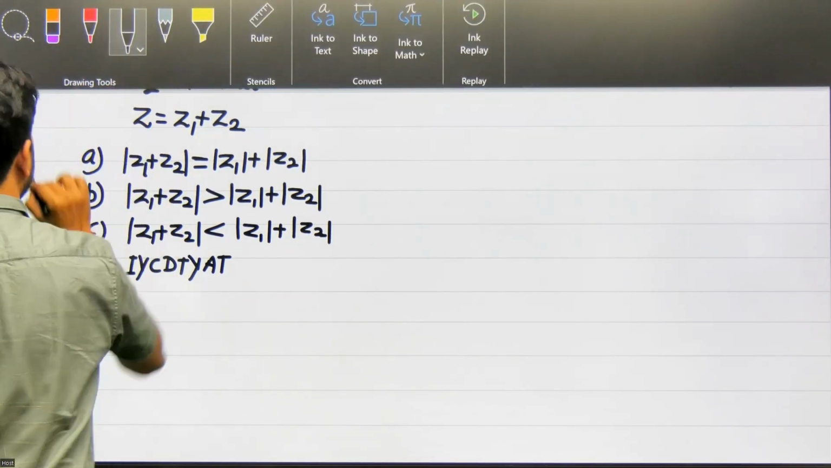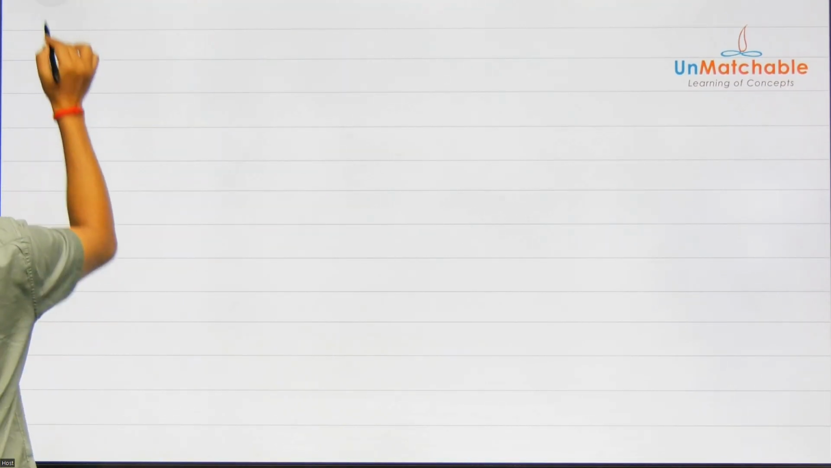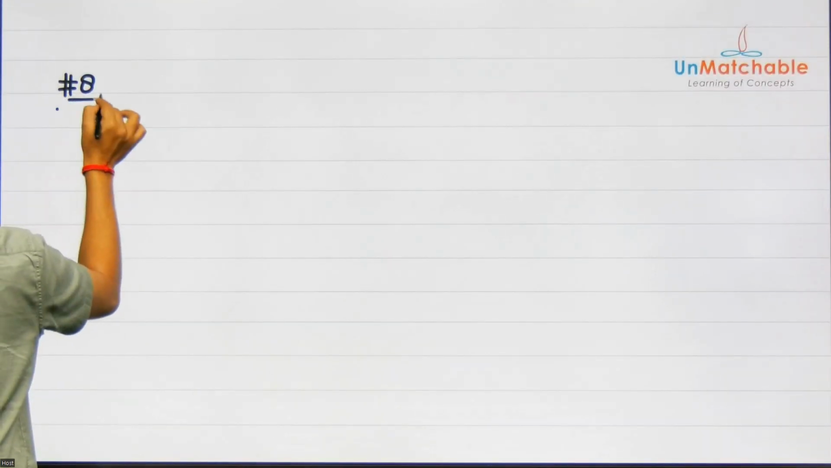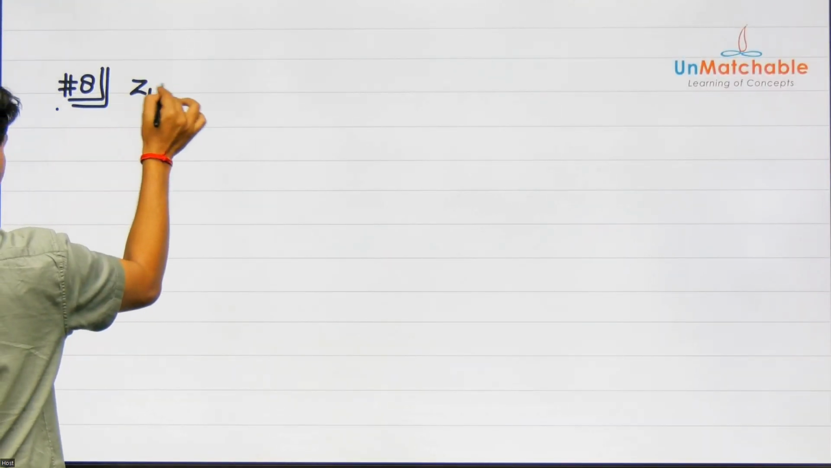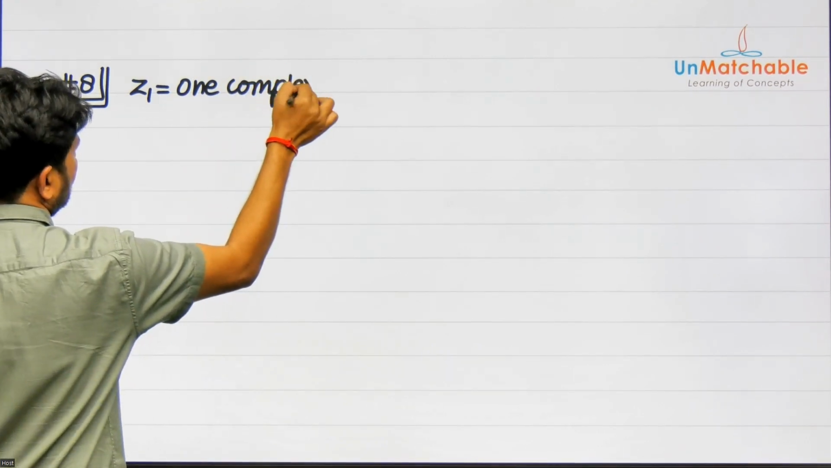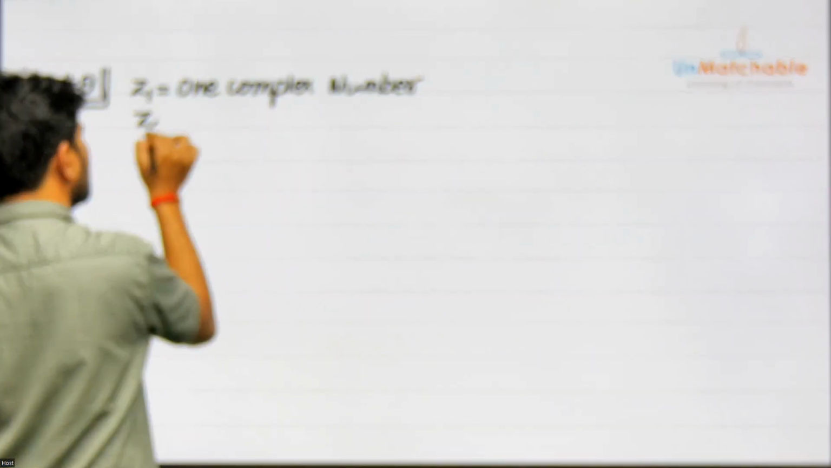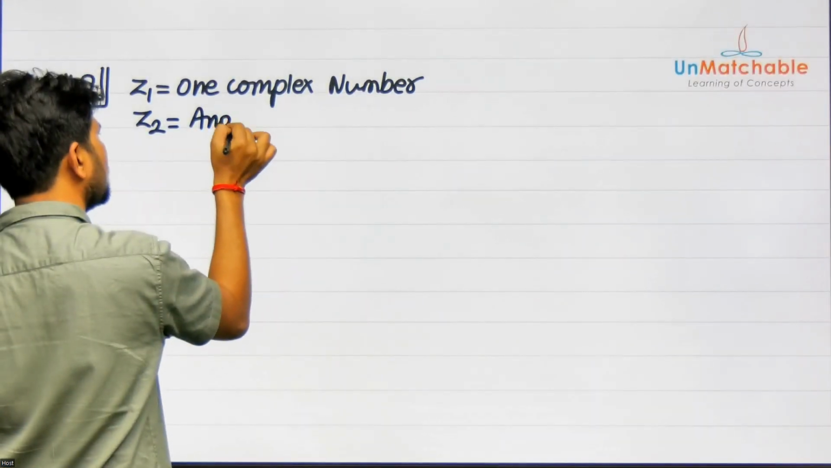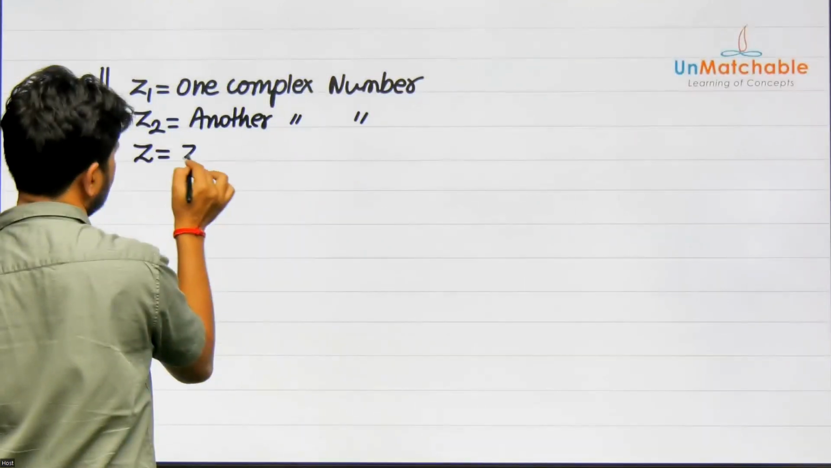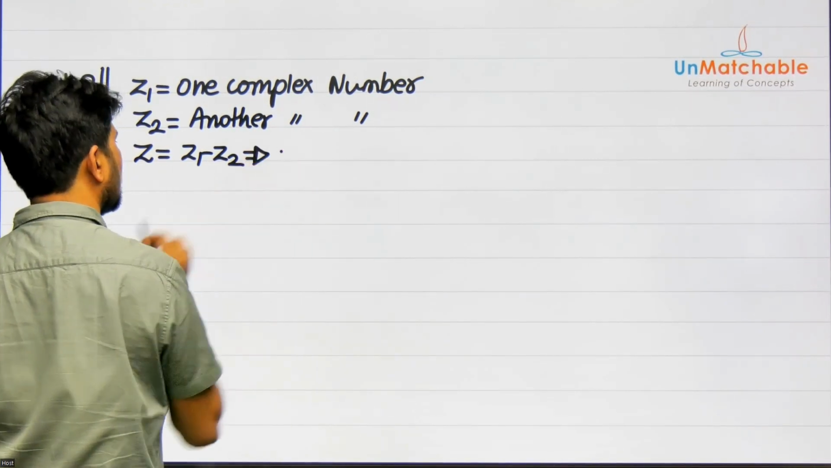Before I answer this to you, you think about it, and I ask a similar question to you for difference as well. Difference के लिए भी मैं पूछता हूं ऐसा ही क्वेश्चन आपको। z1 is one complex number, and z2 is another complex number, and then there is a complex number we are defining, z1 minus z2.